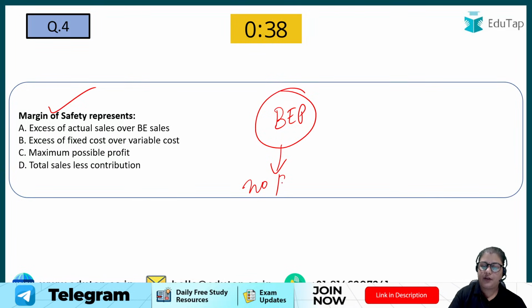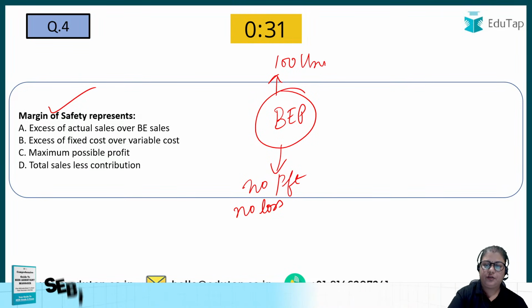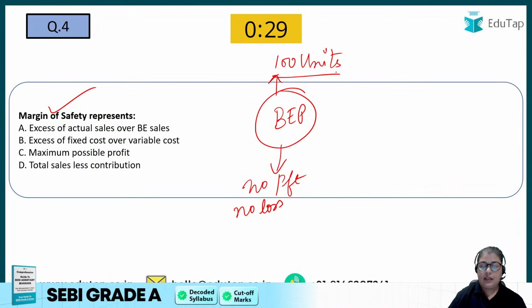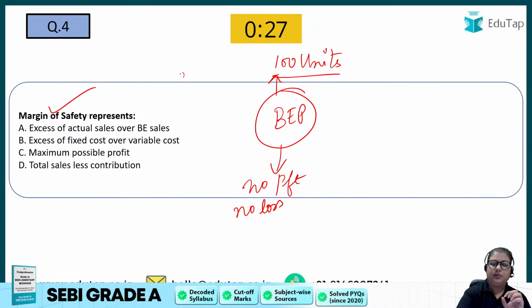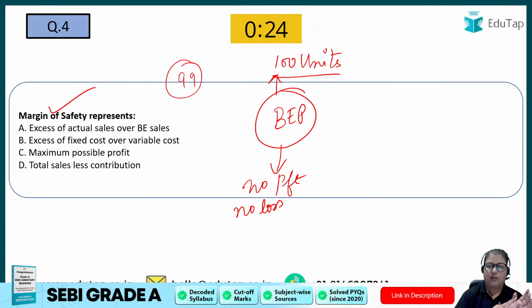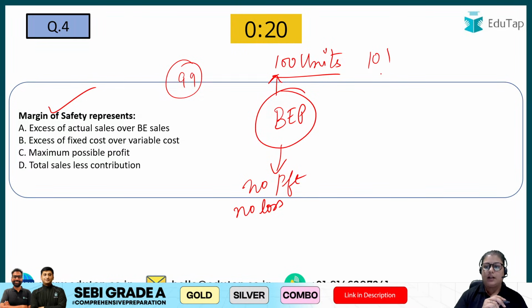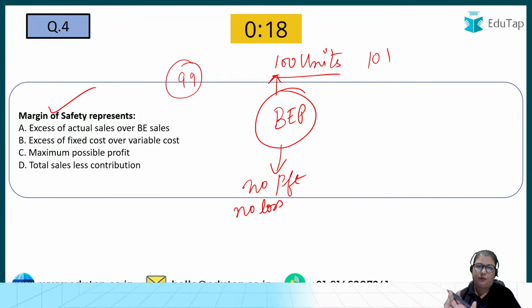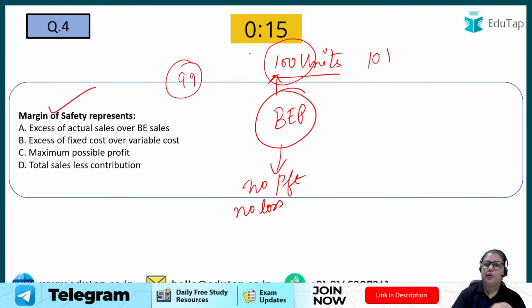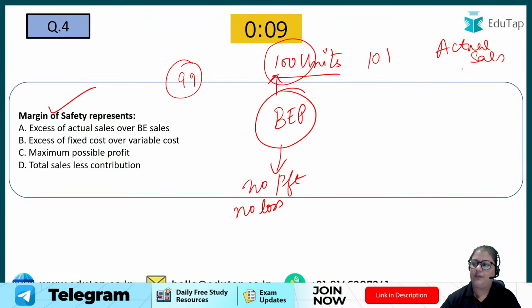So this is no profit and no loss situation. For example, 100 units is my break even point. That means if I sell 99 units, I'll be in loss, and if I sell 101 units, then I will incur some profit. So at 100 units there will be no profit and no loss. Now my actual sales are about 150.